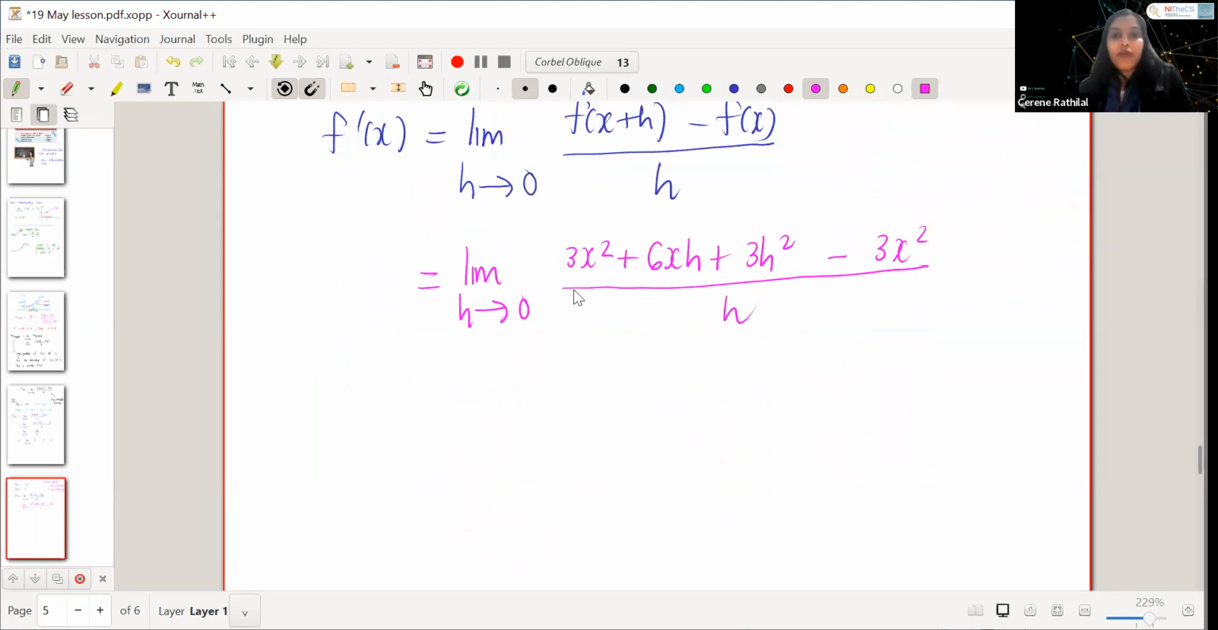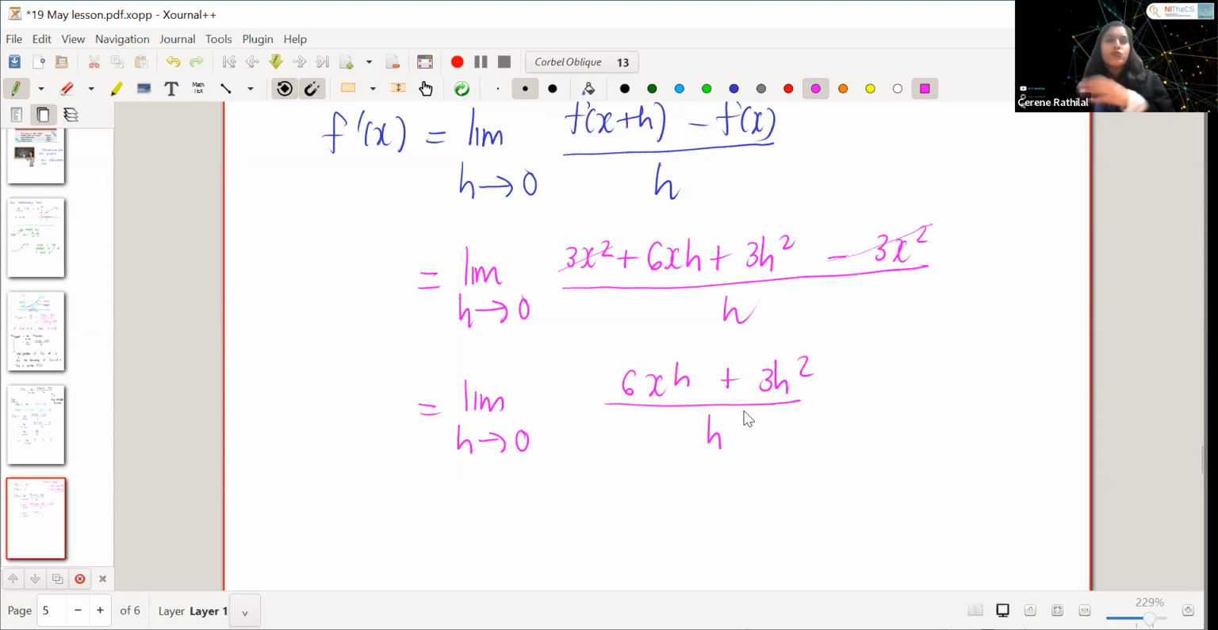So now when I'm looking at this, I observe that I've got 3x squared and I've got minus 3x squared. So what am I left with in the numerator? In the numerator, we just have 6xh plus 3h squared, and the denominator, of course, is just h. So look at what I'm doing. I'm not omitting any steps.